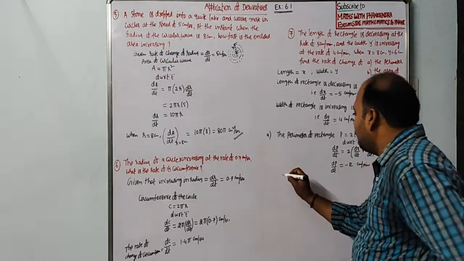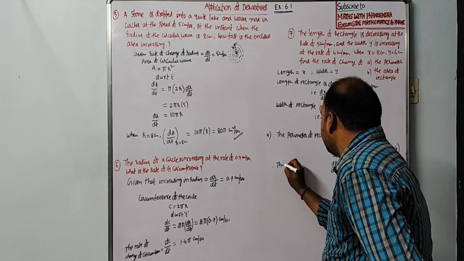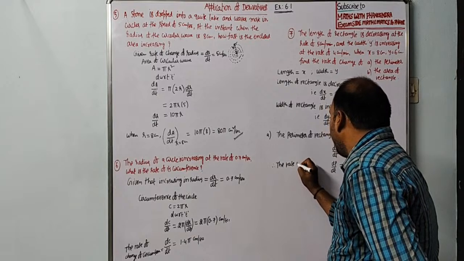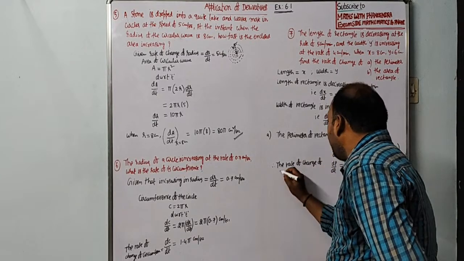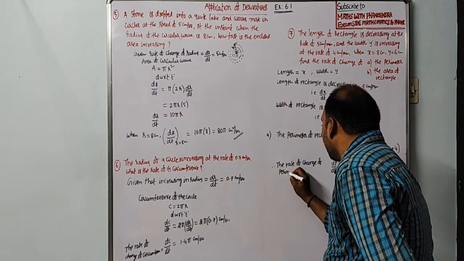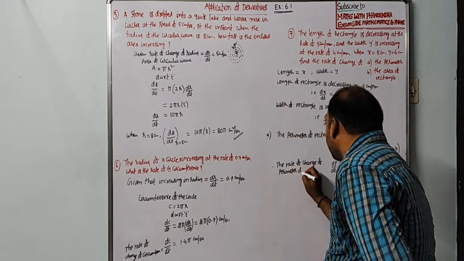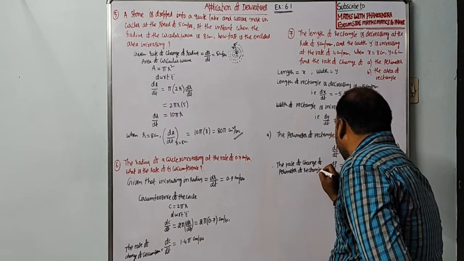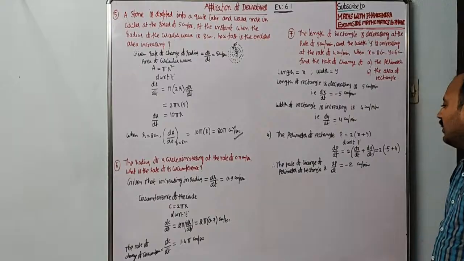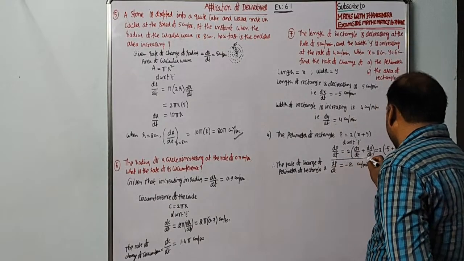Okay, dear students. So therefore, the rate of change of perimeter of rectangle is dP by dt.